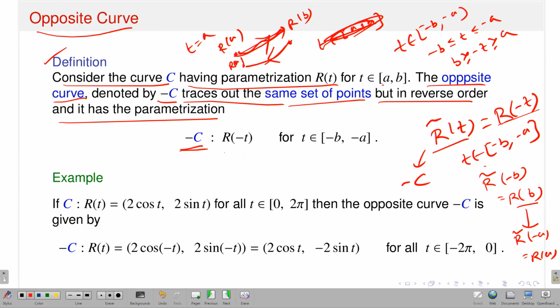So, this is the corresponding parameterization of my curve minus C in terms of the parameterization capital R of the given curve C, which is R of minus T. This time T runs from minus B to minus A. So, one example I have given.